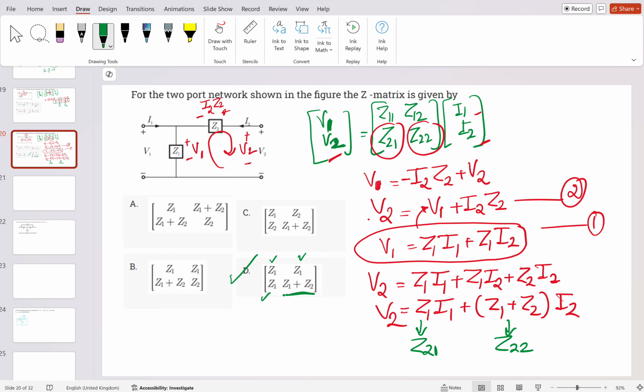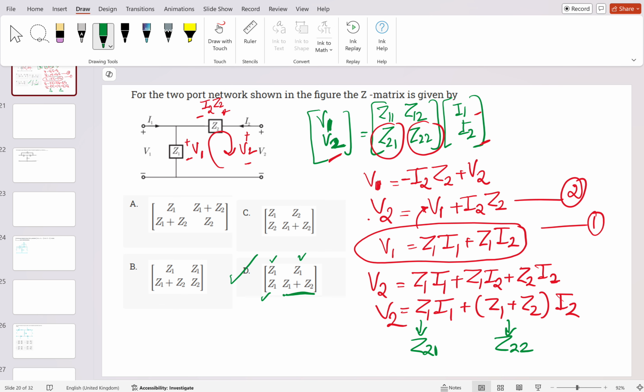This kind of problem is important to understand. When you write the equations in terms of KVL and KCL, you will get the answers. Okay, let's move on. Any doubt in this?